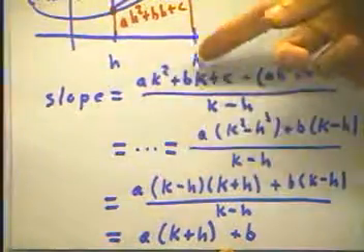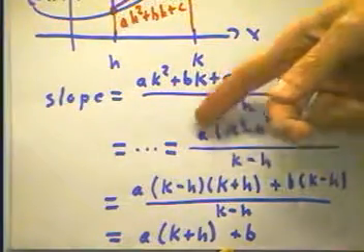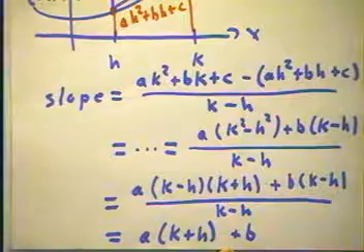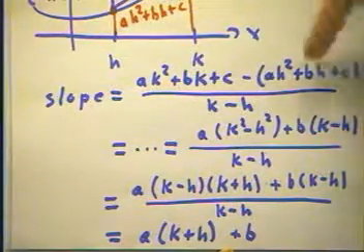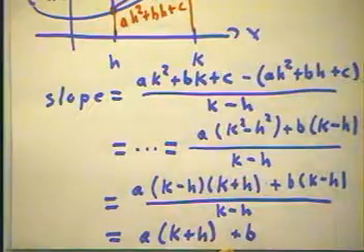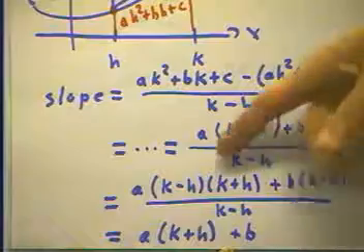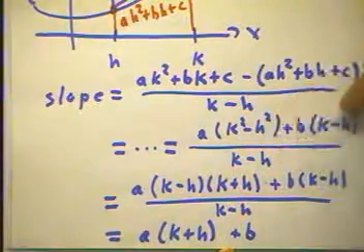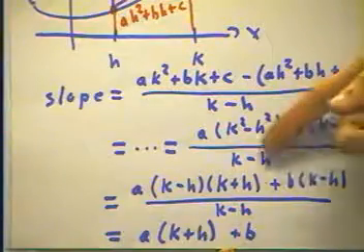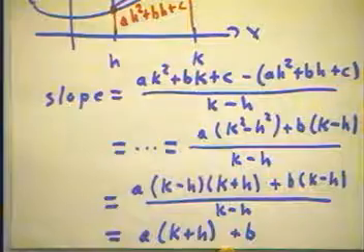We'll have a times k squared minus ah squared, from which we can factor a. We get a times k squared minus h squared. And similarly, we'll have bk minus bh. We can factor out the b. We get b times k minus h, all divided by k minus h. And we wonder if maybe there's a way to divide k minus h into this expression. Of course, we can divide k minus h into this, but that doesn't do us much good unless we can divide it into the k squared minus h squared also.